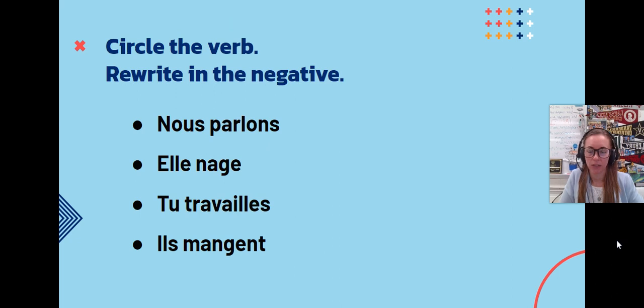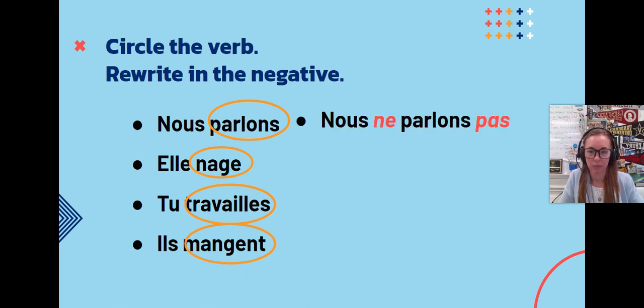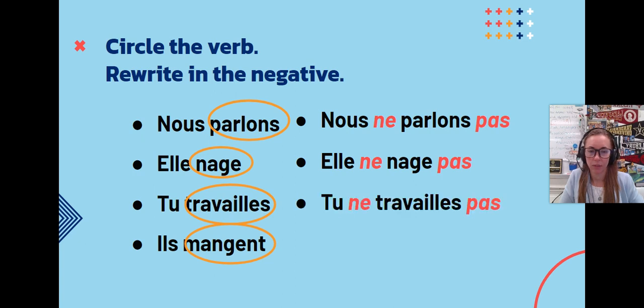So why don't you try these four? Circle the verb first. Well, if you had paper, you would. So my verb is parlons and nage and travaille and mange. Now that I have the verb, I can put a ne in front and a pas after. For example, nous ne parlons pas. Elle ne nage pas. Tu ne travailles pas. Il ne mange pas. There's a couple more rules about making negatives, but we're going to start with that.